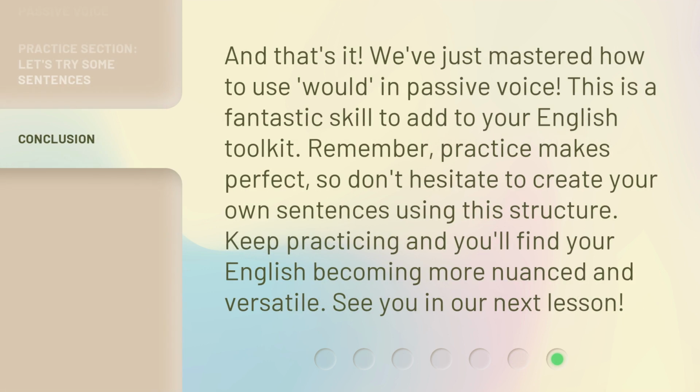And that's it. We've just mastered how to use would in passive voice. This is a fantastic skill to add to your English toolkit. Remember, practice makes perfect, so don't hesitate to create your own sentences using this structure. Keep practicing and you'll find your English becoming more nuanced and versatile.